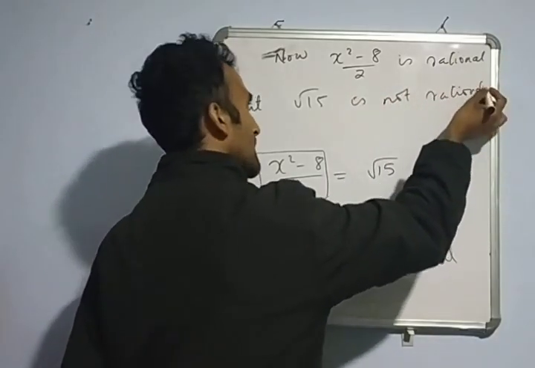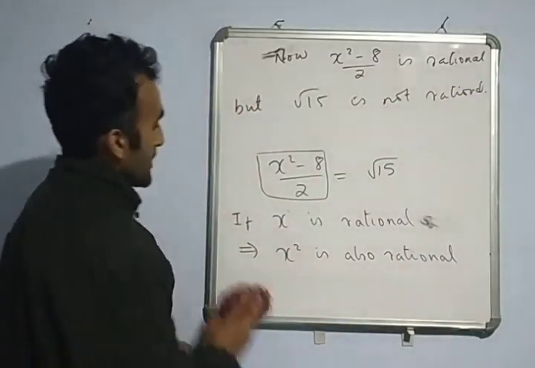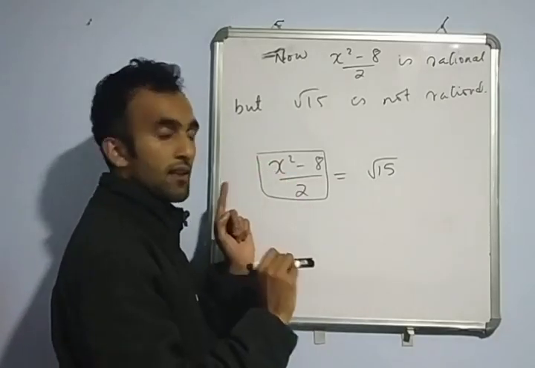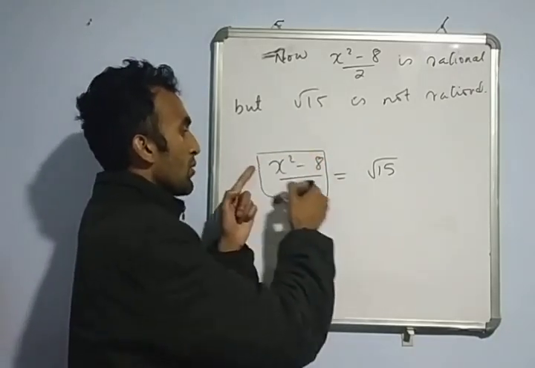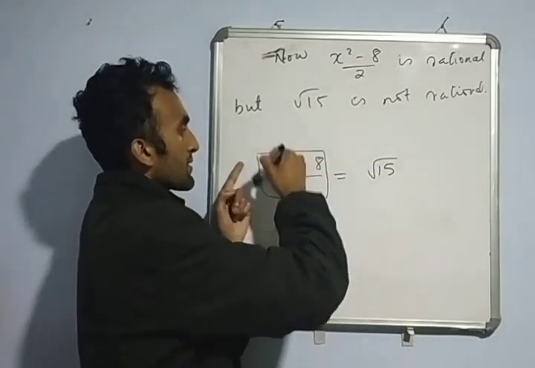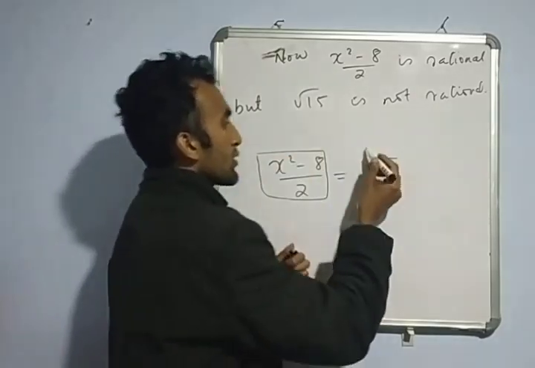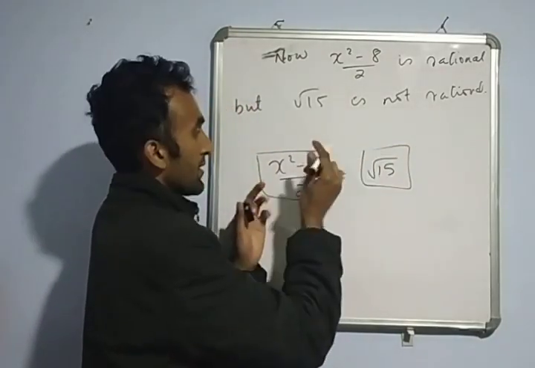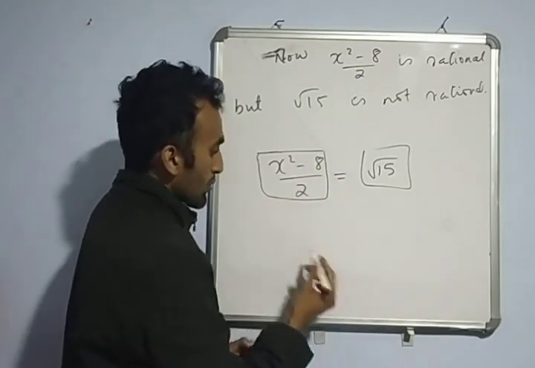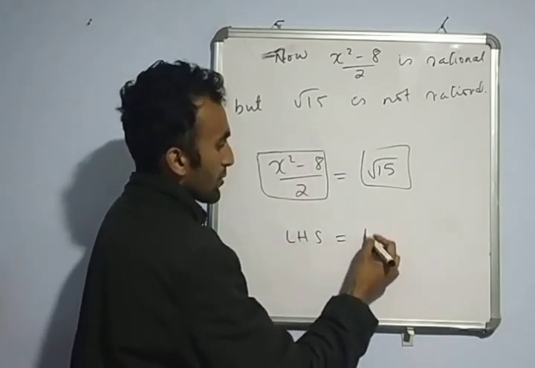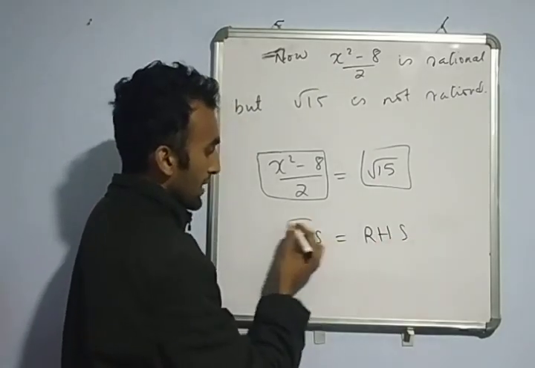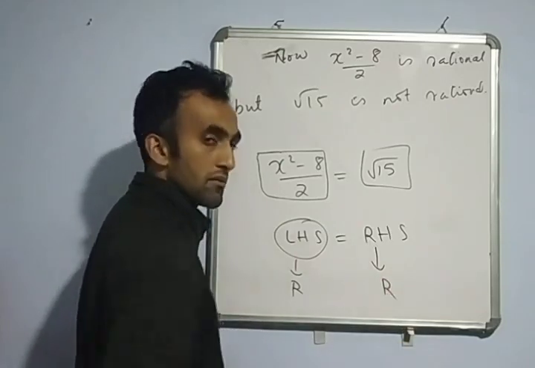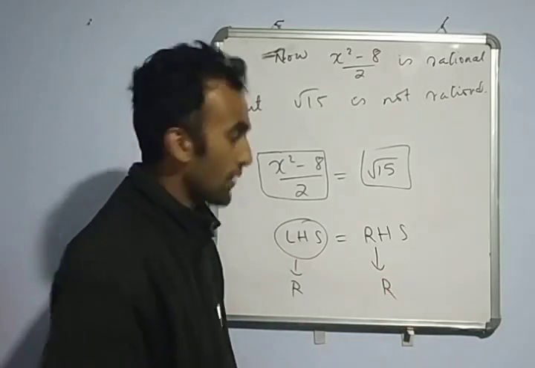Check. What am I writing here? I'm going to explain again. x is rational, x square is rational, means this whole thing is rational. If this whole thing is rational, this also should be rational, no? Because this whole thing is equal to this. Left hand side is equal to right hand side. If left hand side is rational, right hand side also should be rational, no? Correct or not?